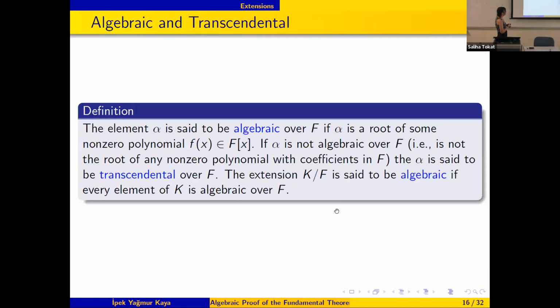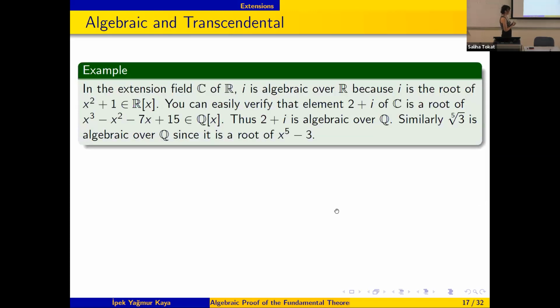Algebraic and transcendental elements. The element alpha is said to be algebraic over F if alpha is a root of some non-zero polynomial f of x in the polynomial ring over F. If alpha is not algebraic over F, then alpha is said to be transcendental over F. The extension K over F is said to be algebraic if every element of K is algebraic over F.